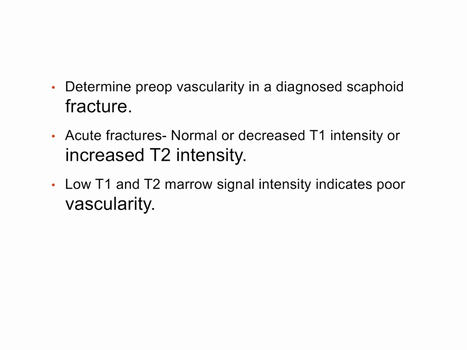Determine pre-op vascularity and diagnose scaphoid fracture. Acute fractures show a normal or decreased T1 intensity or increased T2 intensity. Low T1, T2 marrow signal intensity indicates poor vascularity. Next.